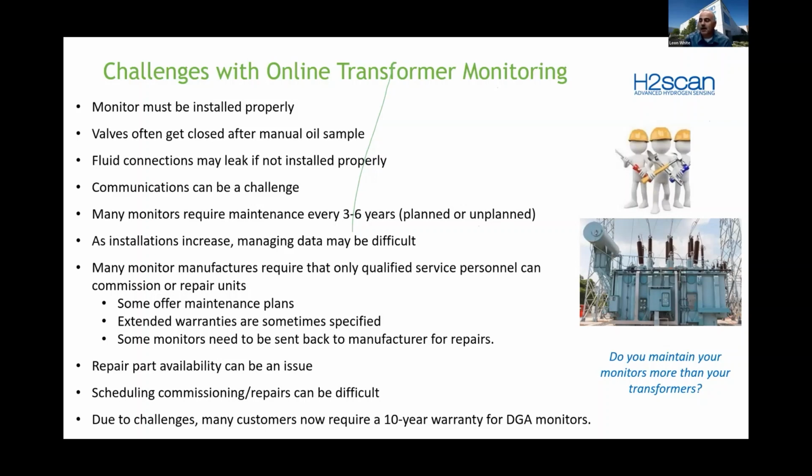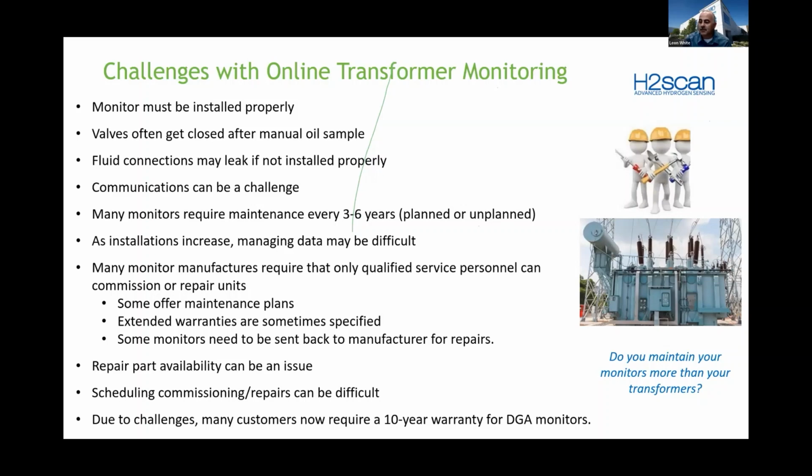And so it's important that if you've got monitors that require maintenance, that you have a plan to be able to address that maintenance and keep those monitors running. If the transformer is important enough to have that monitor on it, it's important enough to make sure you plan for the needs of keeping those monitors running.